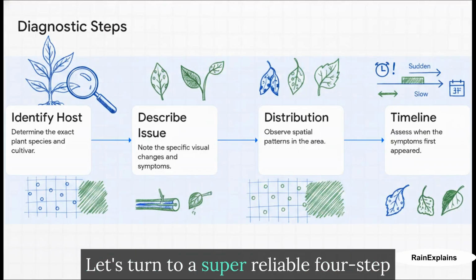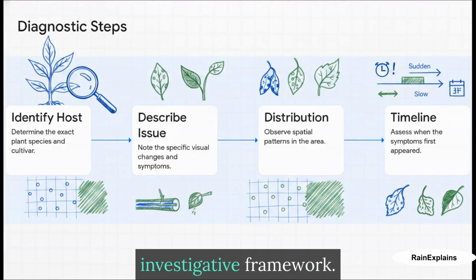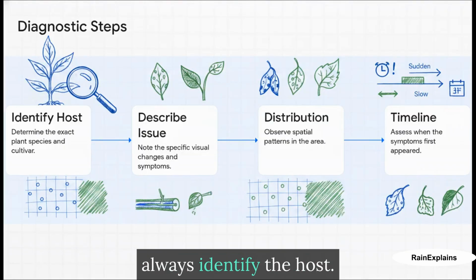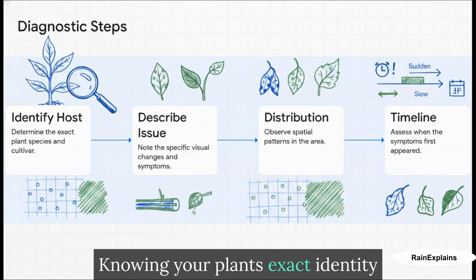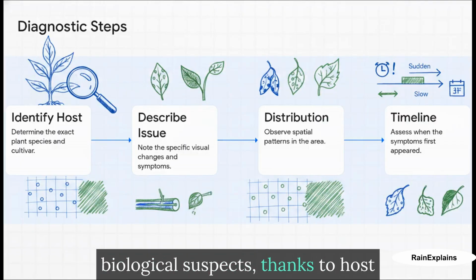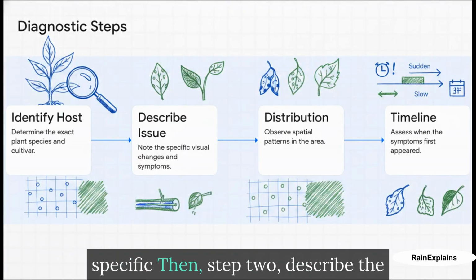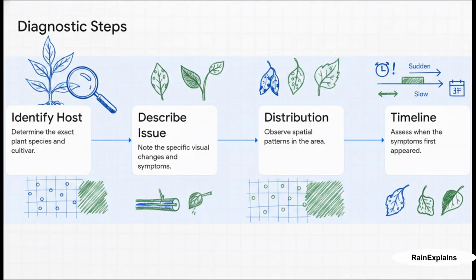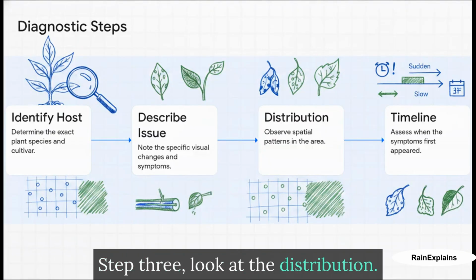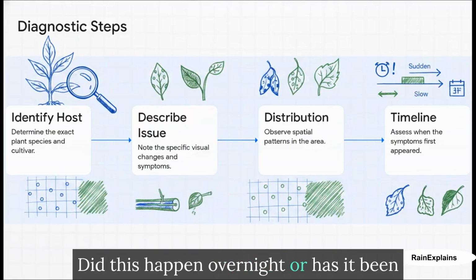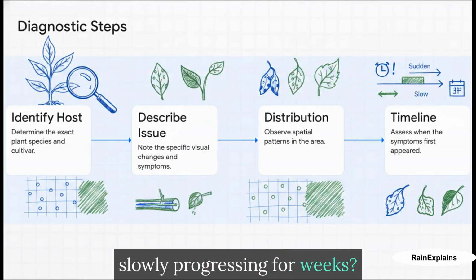So how do we put all this together? Let's turn to a super reliable 4-step investigative framework. Step 1, as we've hammered home, is always identify the host. Knowing your plant's exact identity immediately eliminates like 90% of your biological suspects thanks to host specificity. Then, step 2, describe the problem with real anatomical precision. Step 3, look at the distribution. Is it scattered or uniform? And finally, step 4, check the timeline. Did this happen overnight, or has it been slowly progressing for weeks?